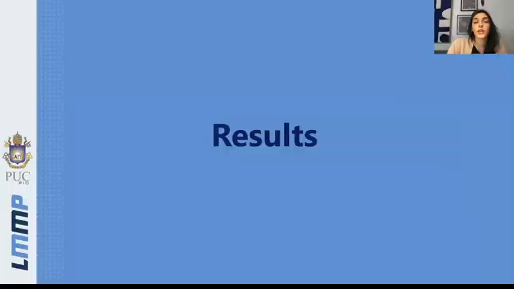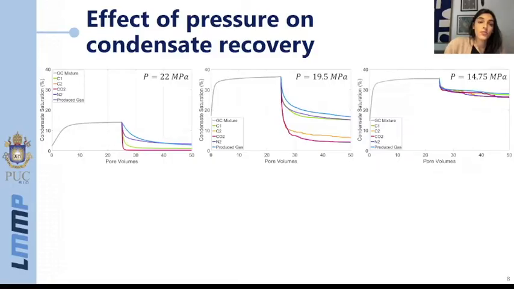So after we did this, now we can analyze the results. The first results I'll show focus on the effect of pressure on condensate recovery. So here we have those 3 graphs in which we can see the condensate saturation as a function of the injected pore volumes in the network. So in each of those 3, at the first 25 pore volumes, we have the injection of that reservoir fluid, so the condensate saturation increases and we are forming the condensate bank. Then at the last 25 pore volumes, we have the injection of those tested gases, and we try to mobilize this condensate.